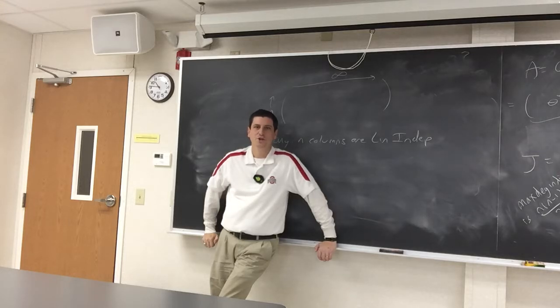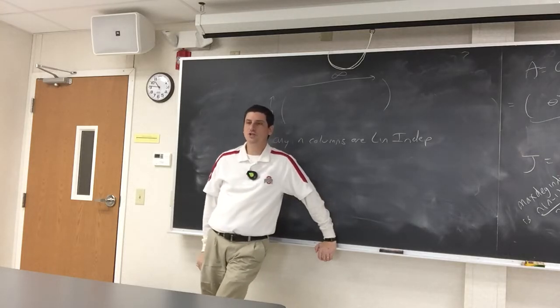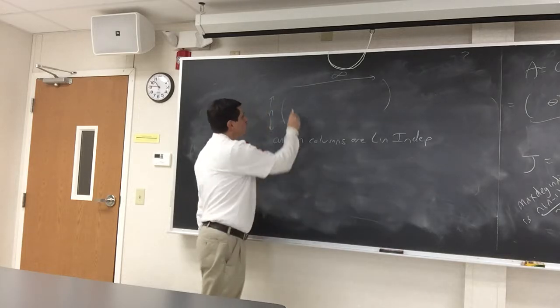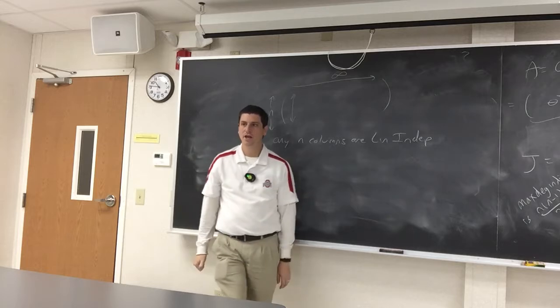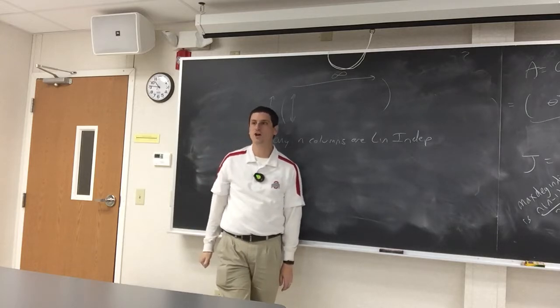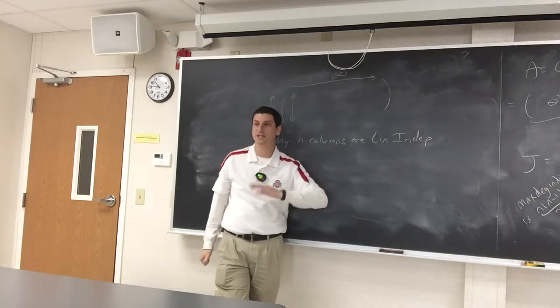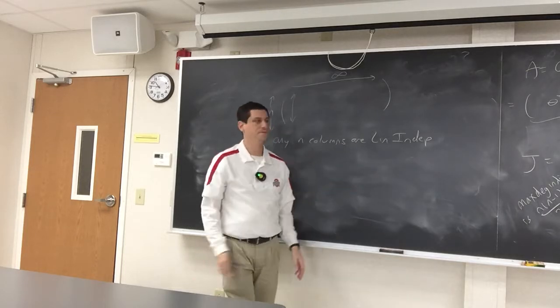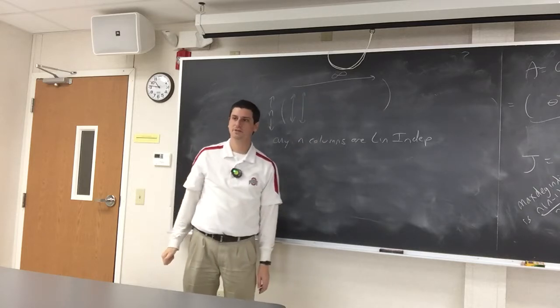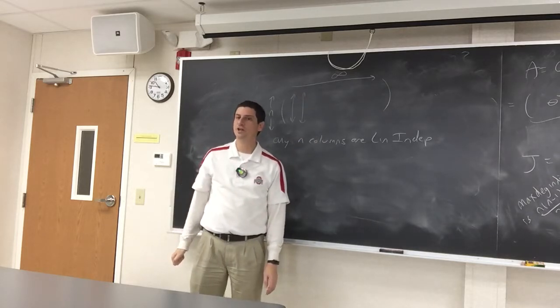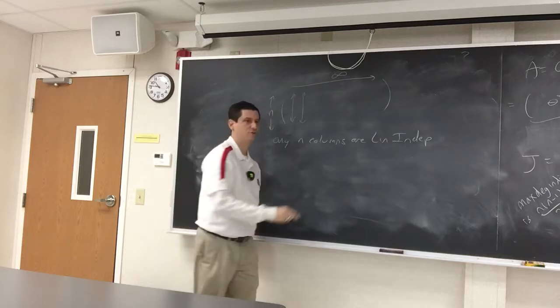Yeah. So one thing you can do is you can say, well, let me choose my first column. And now I choose something that's not along that line. The probability that I choose something that's not along that line is essentially 100%. These two objects now span a plane. I now choose something that's not in that plane. Again, probability is 100%.